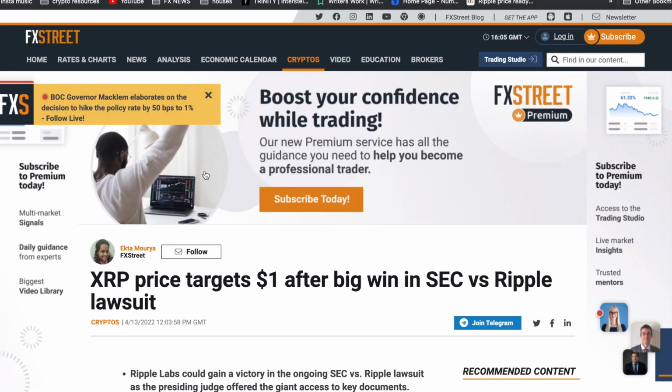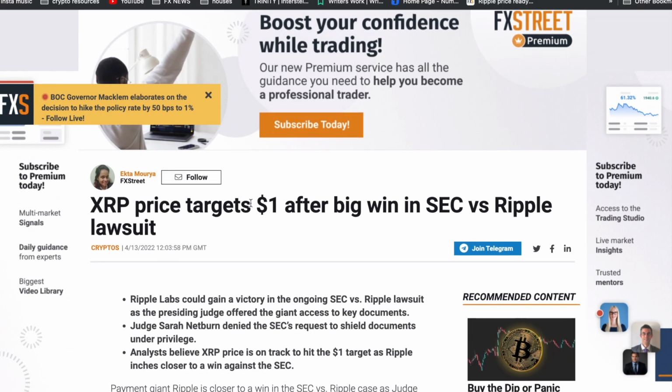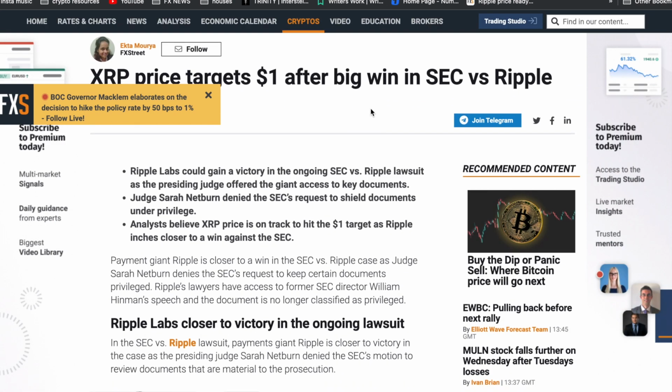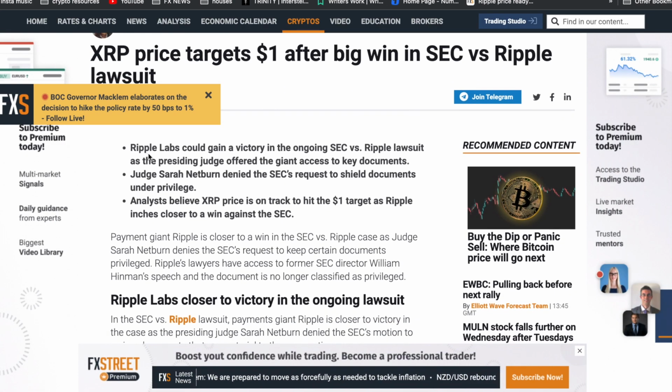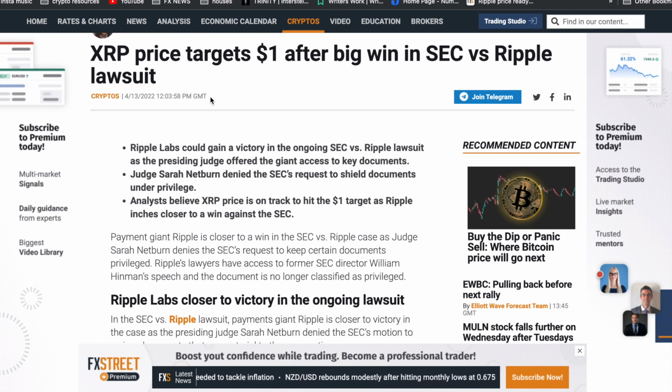But some interesting articles that I have for you guys, aside from technical analysis, fxstreet.com: XRP price targets $1 after a big win in SEC versus Ripple case. Some key highlights: Ripple Labs could gain a victory in the ongoing SEC case versus Ripple lawsuit. Obviously, of course, we already know most likely they're going to win. The SEC is a joke, guys. It is all a scam. They are manipulating price to stop people from becoming overnight millionaires because that disrupts the financial ecosystem.